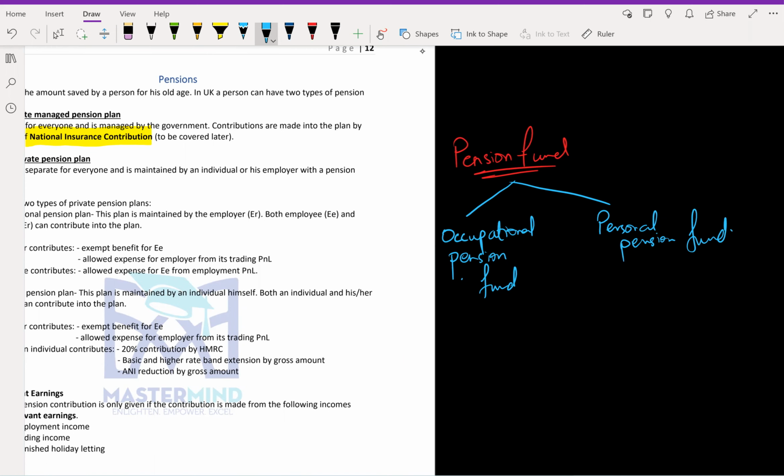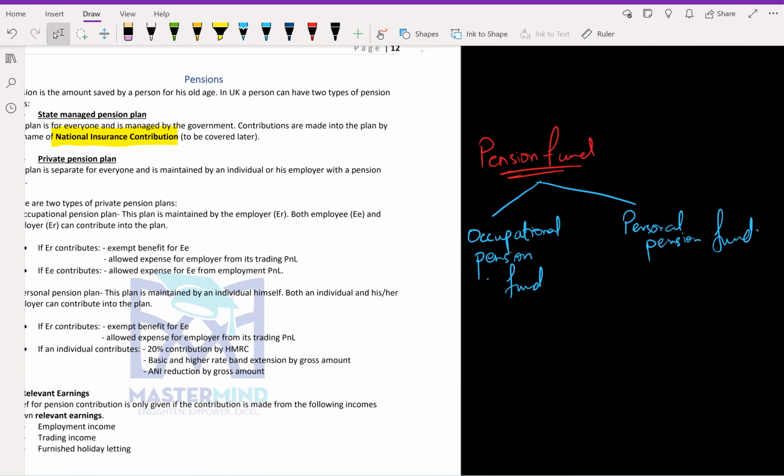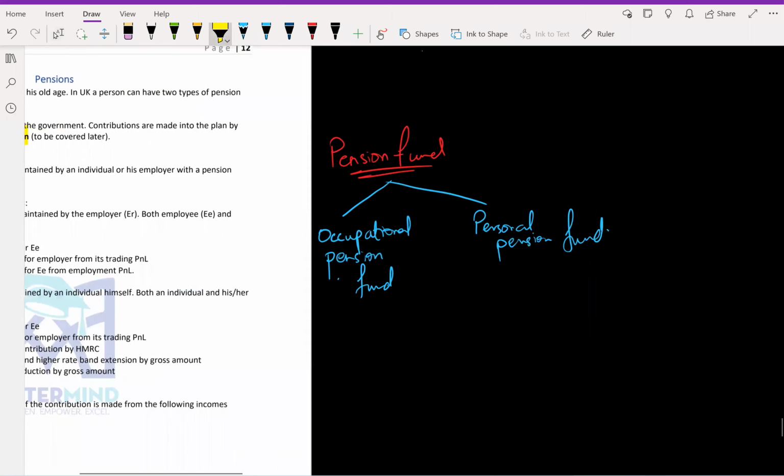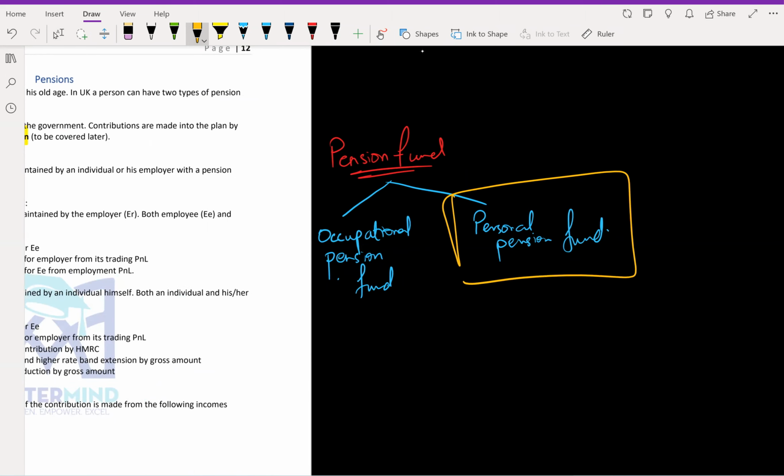Now, like I said, government promotes it. Why does the government promote? Because they don't want you to be a burden when you retire. Simple as that. We already discussed the benefits for pension funds, right? And that was mainly for personal pension. Now remember, as an employee, if your employer opens up a pension fund in your name, that's occupational pension fund.